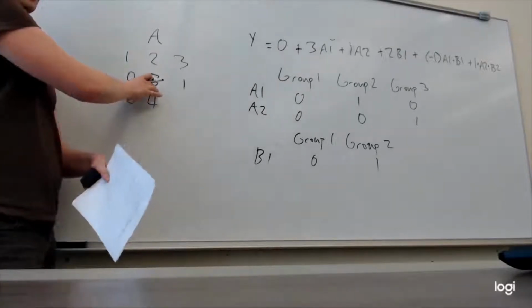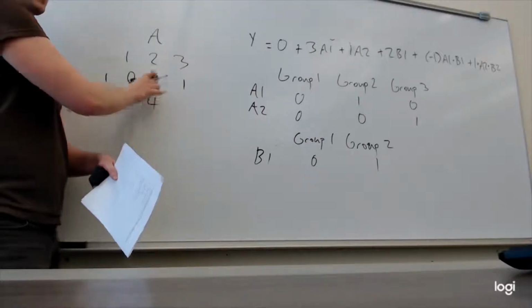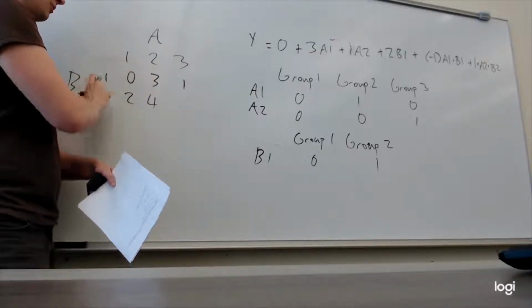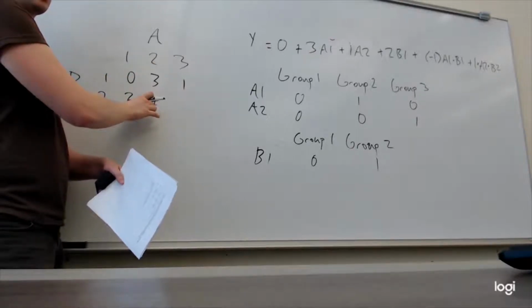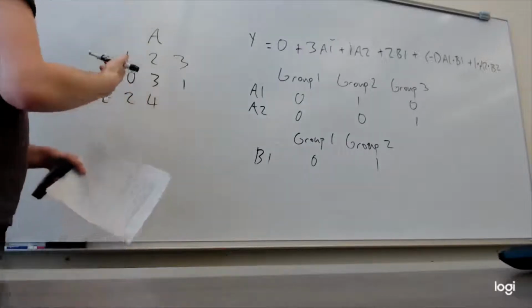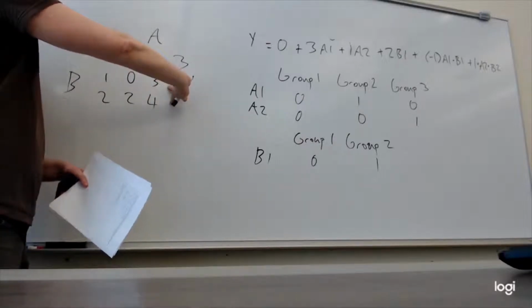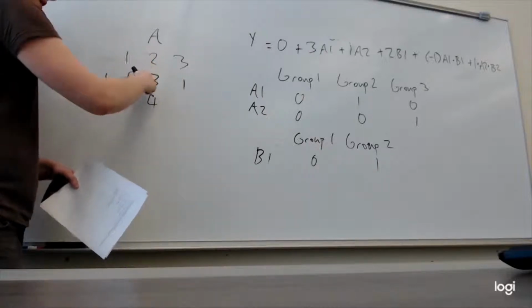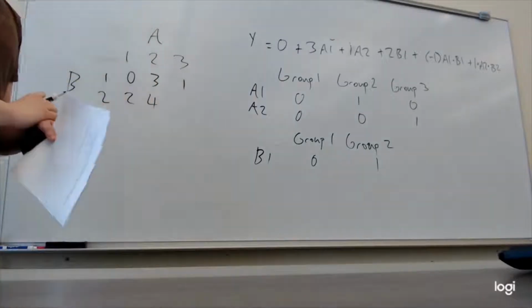So this difference right here is 3. This difference right here is 2. I made it so that as I go from level 1 of B to level 2 of B, this difference right here has decreased by 1. Or another way to think about it is that this difference right here is 2. This difference right here is 1. I've made it so that as I go from level 1 to level 2 of A, this difference right here has decreased by 1.